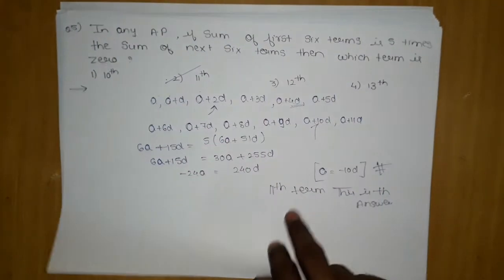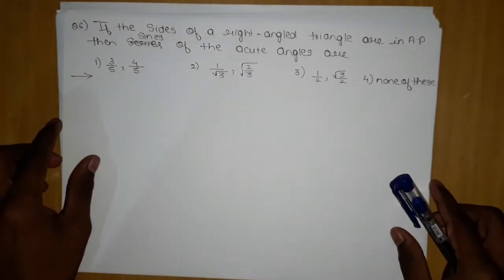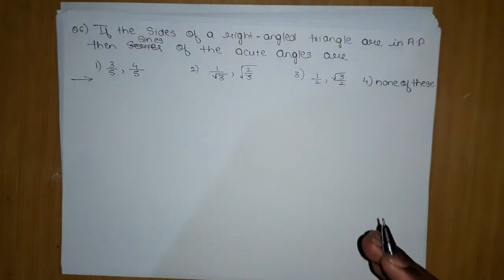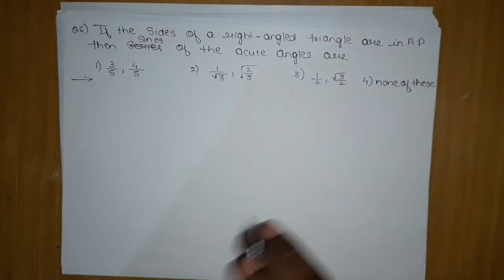Okay, now let's move on to the next question. The next question is as follows. Question number 6, which says: if the sides of a right angle triangle are in AP, then the sines of the acute angles are, okay. The first option is 3 by 5, 4 by 5. Second option is 1 by root 3, root 2 by 3. Third option is 1 by 2, root 3 by 2. And fourth option is none of these.